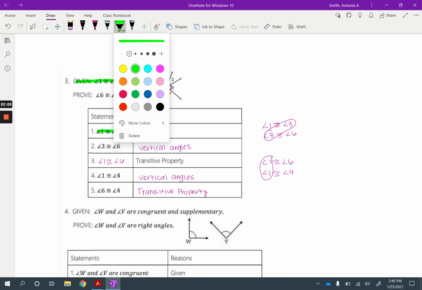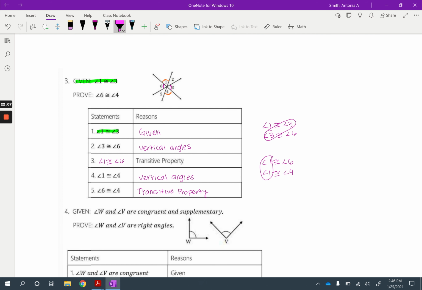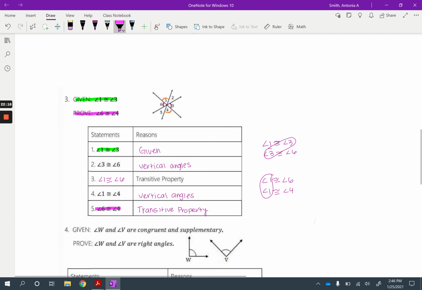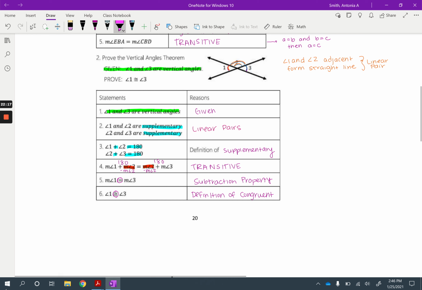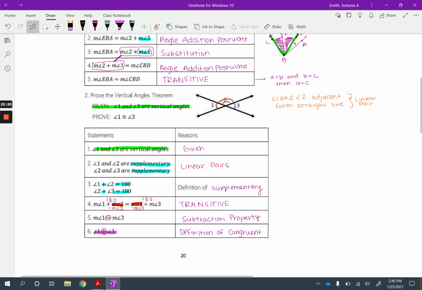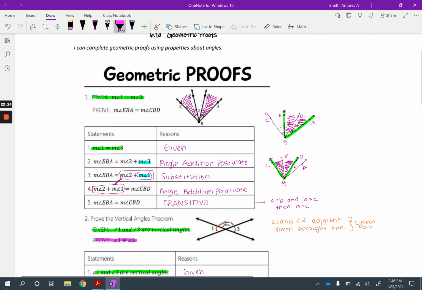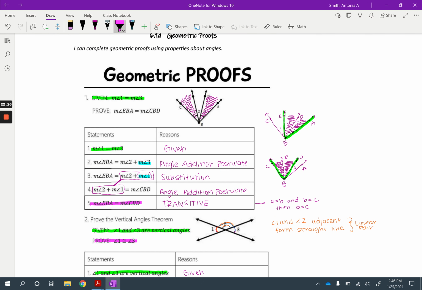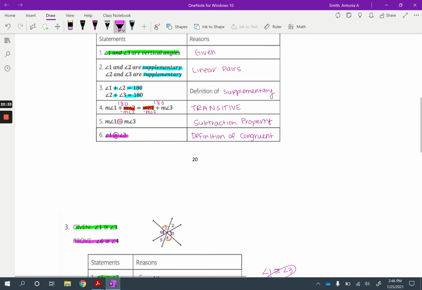Let me get a different color here. There we go. So angle 6 is congruent to angle 4. That is what it asked me to prove in the beginning. And back in our other proofs, angle 1 is congruent to angle 3. That's what it asked me to prove. And the measure of angle EBA is equal to the measure of angle CBD. That's what it asked me to prove. So we're always ending where it asked us to prove.